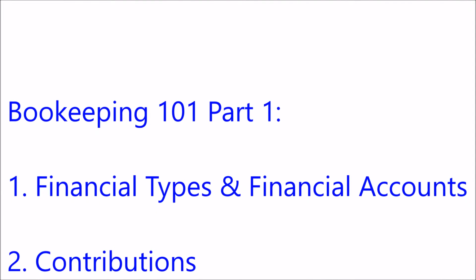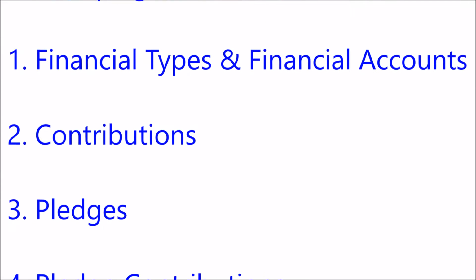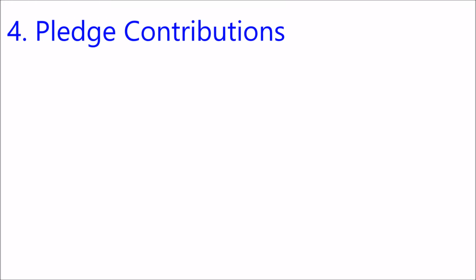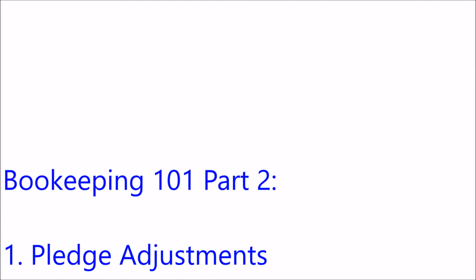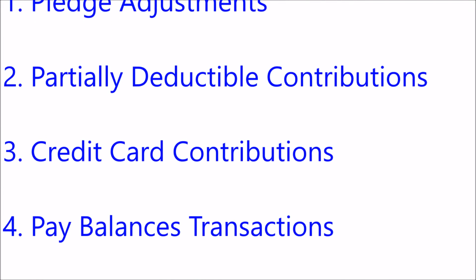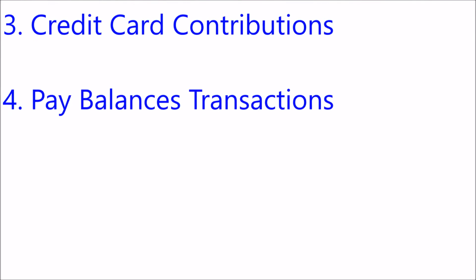In Bookkeeping 101 Part 1, we reviewed financial types and financial accounts, contributions, pledges, and pledge contributions. In Bookkeeping 101 Part 2, we will review pledge adjustments, partially deductible contributions, credit card contributions, and pay balances transactions.